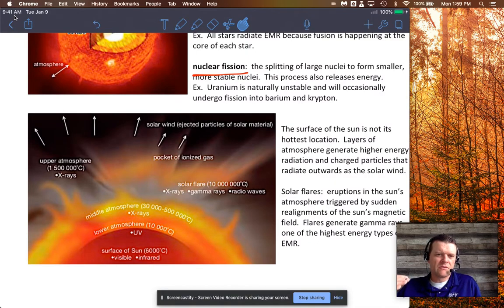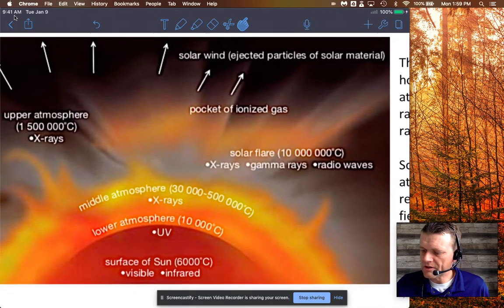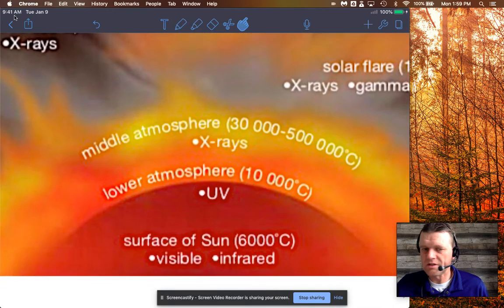There are different layers of gas that have increasing temperature, and electromagnetic radiation with higher and higher energies corresponds to higher and higher temperatures, because in order to make high energy photons, you need high temperatures. So I'm just going to zoom in here a little bit. If you look at the surface of the sun, it's only 6,000 degrees Celsius. Note that visible photons and infrared photons come from just that surface.